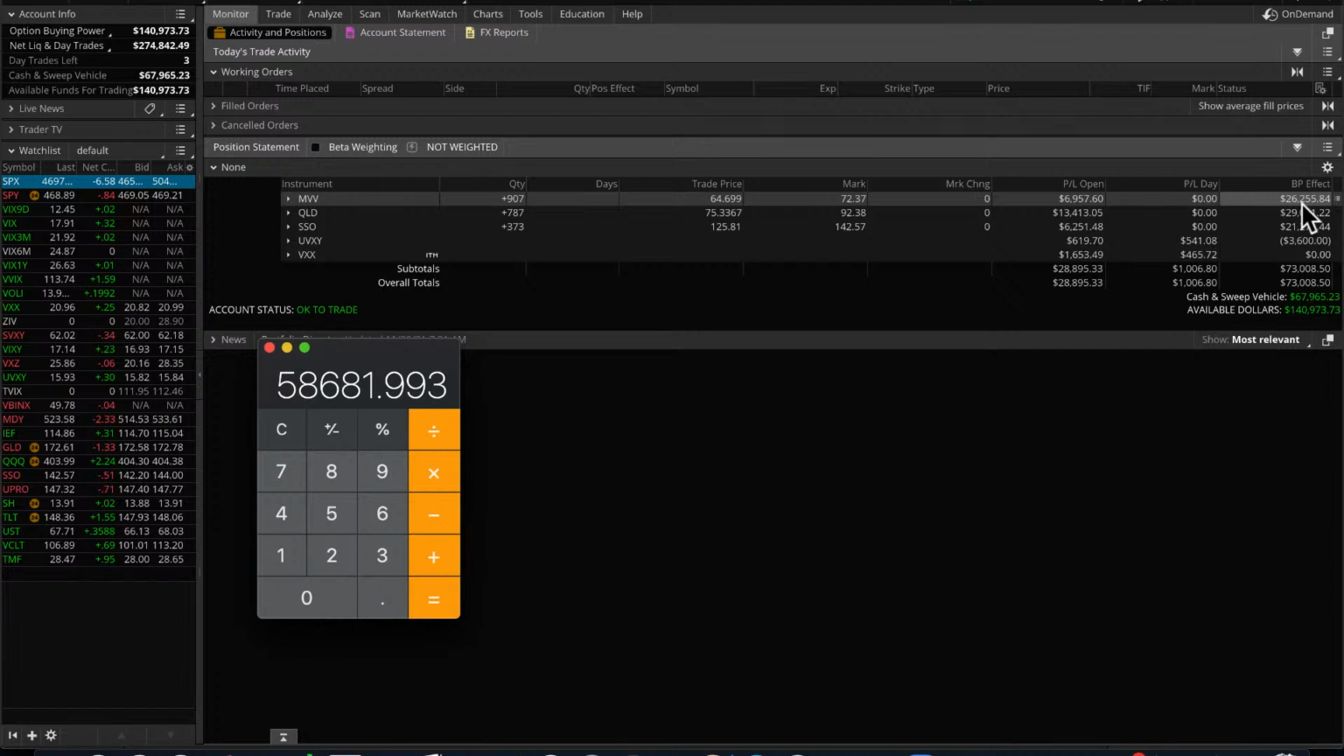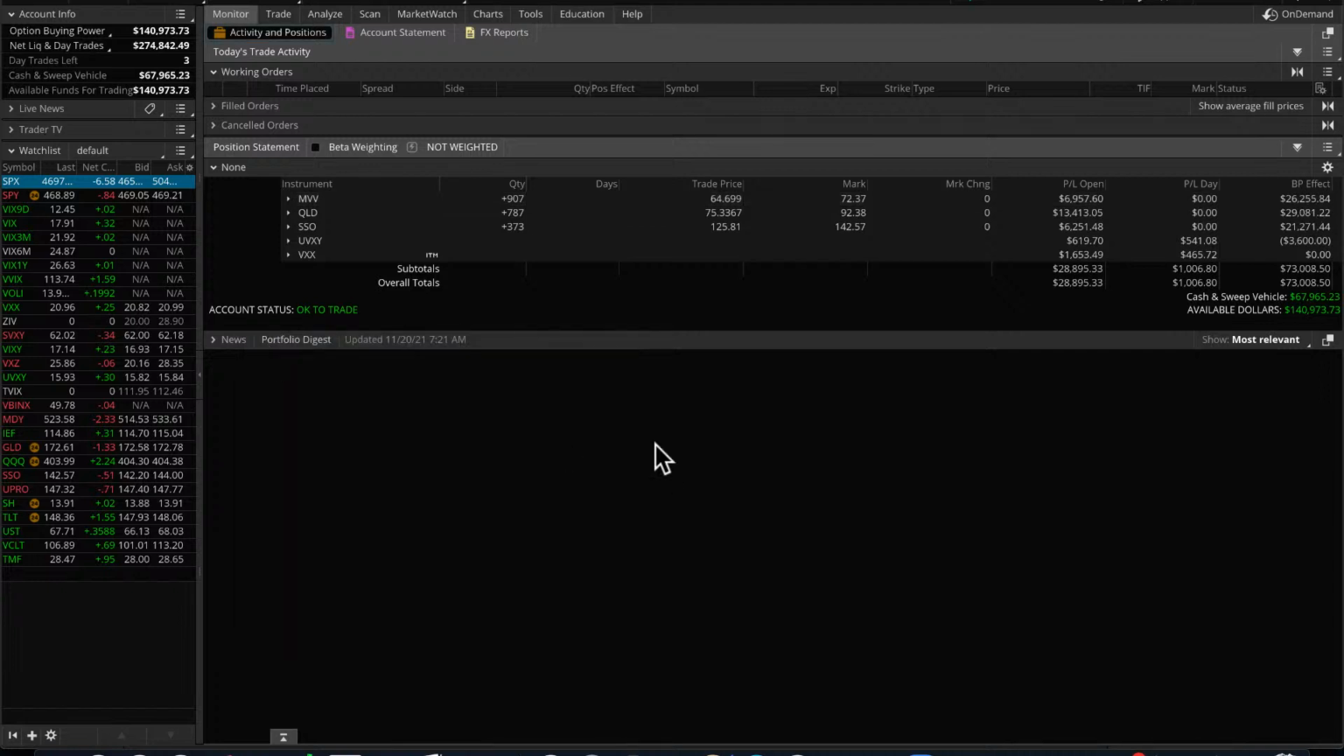So let's just say half. It's just a little bit different, 40 something, whatever. But let's just say half. They're all kind of the same. Now, the reason that this one is lower for the SSO is because it's a smaller position. The QLD and the MVV are a little bit bigger right now. But if I were to switch MVV for MDY, it would be the same 26,000, as long as I scaled it to the 58,000 allocation. QLD would be the same. Going to the straight QQQ, it'd be the same allocation for me.